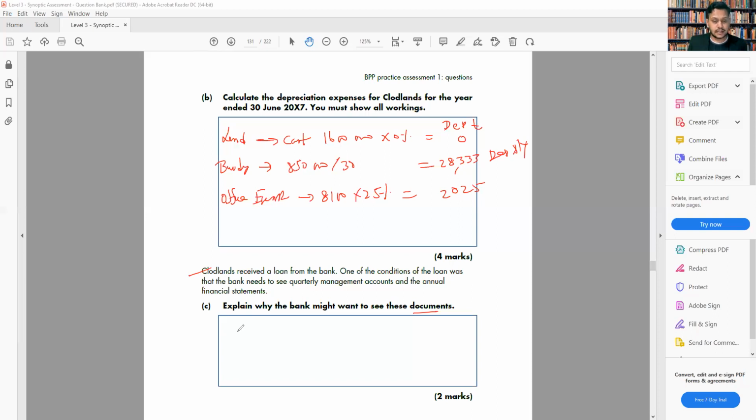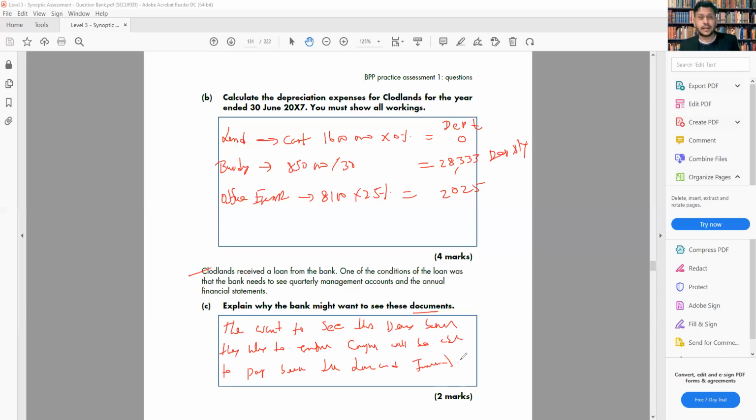So we can say the bank wants to see these documents because they like to ensure the company will be able to pay back the loan and the interest. That's it. So the bank wants to check that you will be able to pay and you're financially viable, nothing else. All right, let's move to the next one.